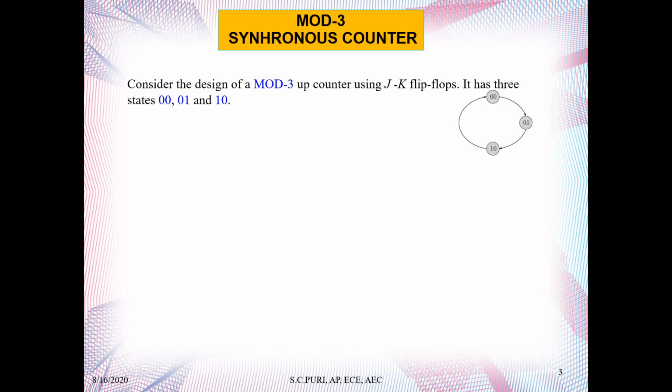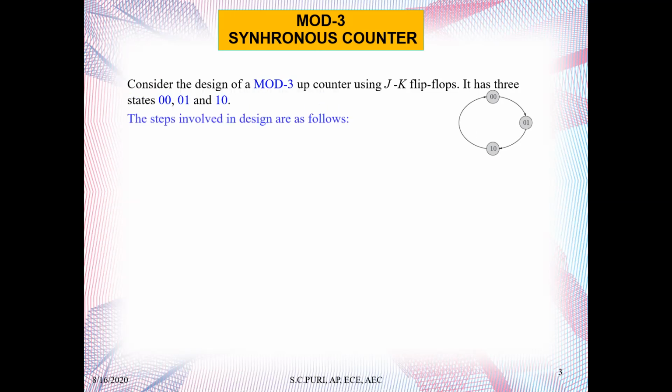So you see here, consider a design of a mod 3 up counter using JK flip-flop. The flip-flops will be given, and you can design accordingly. It has 3 states: 0 0, 0 1, 1 0. As you can see here, mod 3, so 0 0, 0 1, 1 0, and again it is written back to 0.